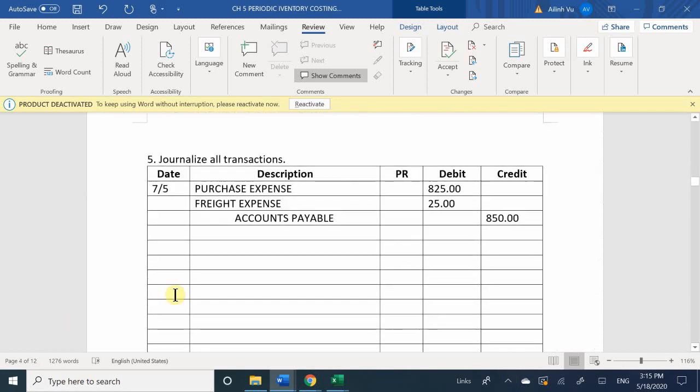Oh, nope. Now we have to journalize, right? Yes. So 7/10. What are our journal accounts? Skip. Purchase expense, freight expense, and accounts payable. Good. So, what was the total again? $1,440. $1,440. So we got $1,480.